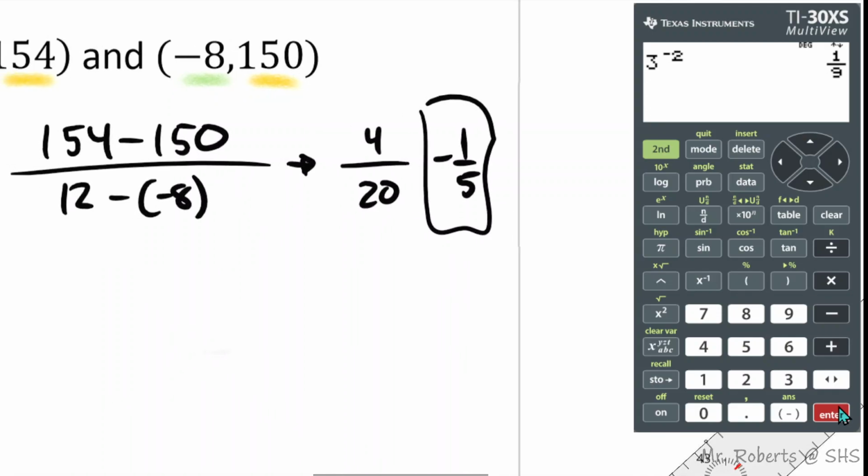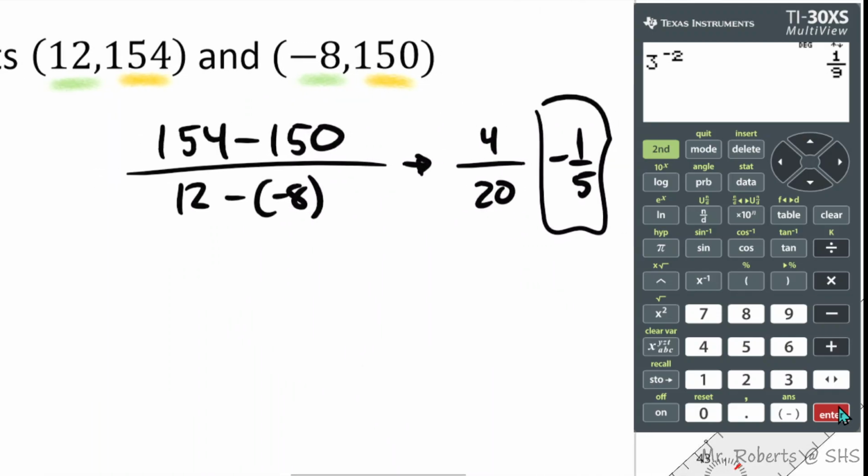But you've seen me make mistakes with the arithmetic, so let's just run this past our calculator. We'll hit clear. I grab the fraction template. In the numerator, I'm going to hit 154 minus the number 150. And then in my denominator, I'm going to take 12, and subtract the number negative 8. Interestingly enough, the calculator doesn't require these parentheses, because that's why there's a difference between the subtract and the negative. So this says 12 minus negative 8. And when I press enter, it says, you have 1/5.